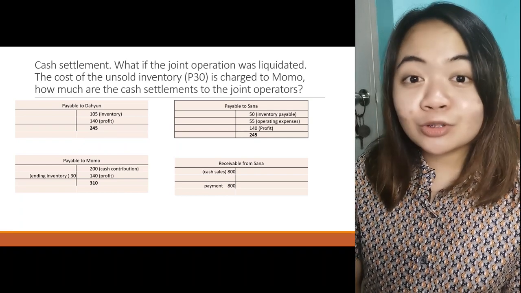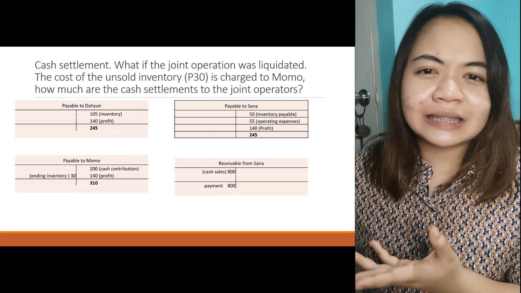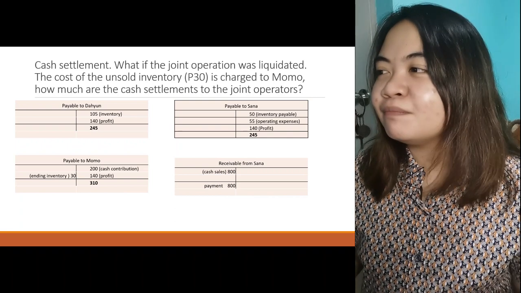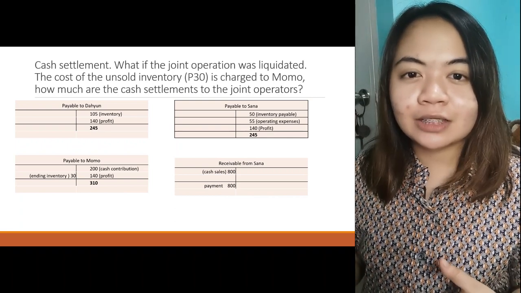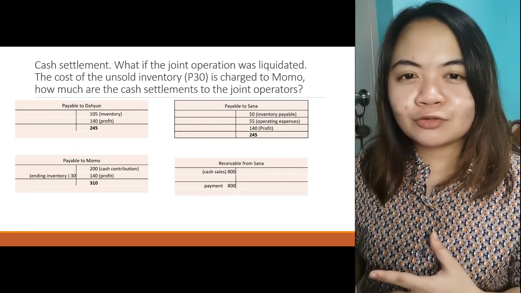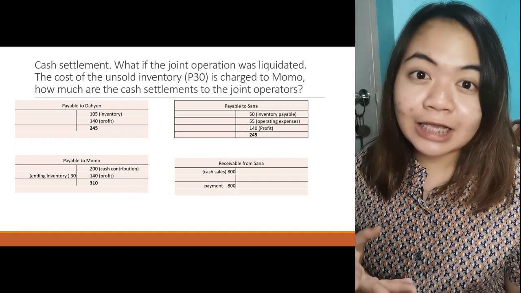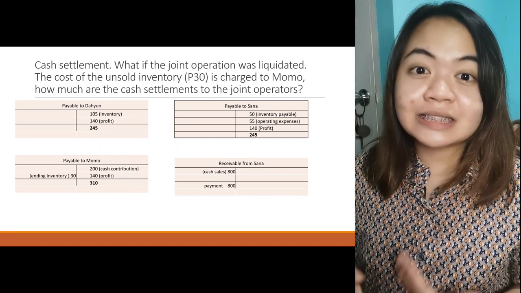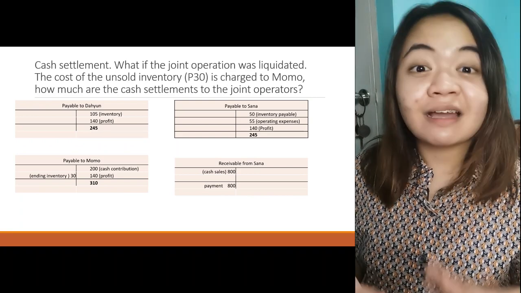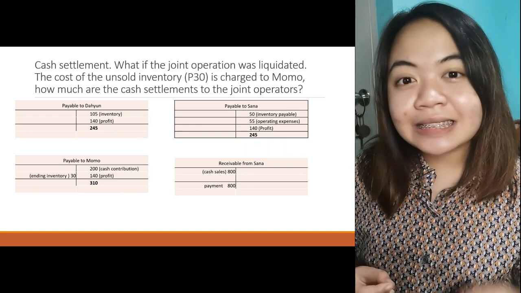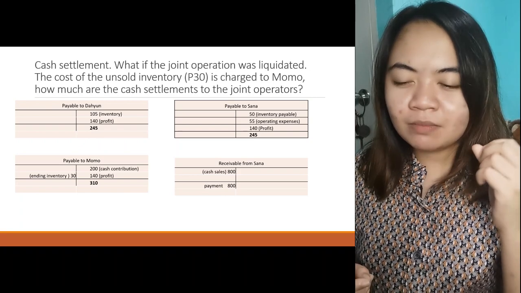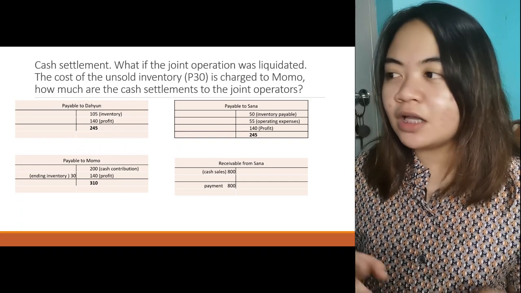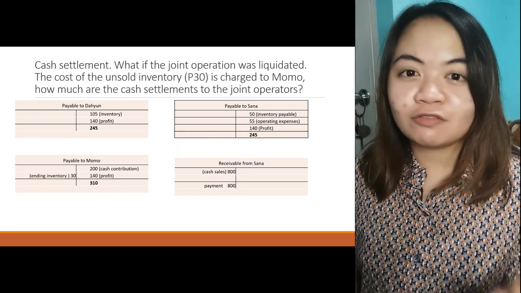Let's look at payable to Dion. All the payable to Dion that we made earlier, plus his share in the profit, we will account for. We only made one account, which is his contribution, so we credited payable to Dion, 105, that's the inventory. Then he also has a share in the profit, also credited, because Sana, the managing operator, will pay him. So that's 140, the profit. In total, Sana should pay him 245.